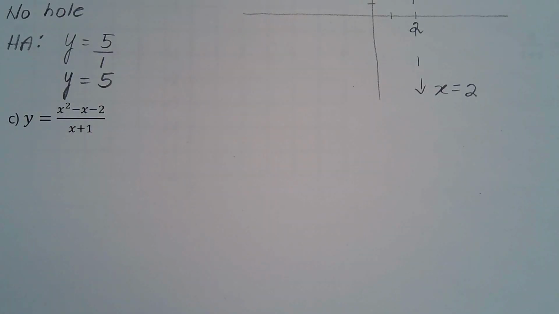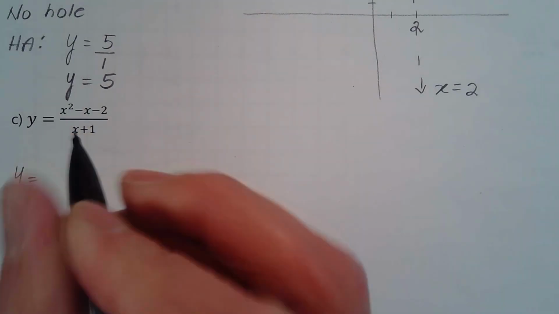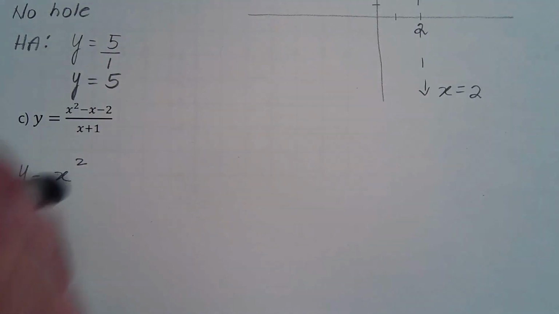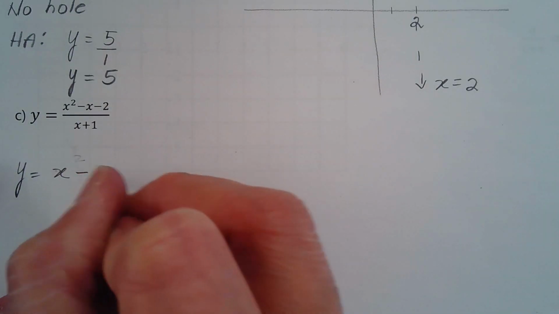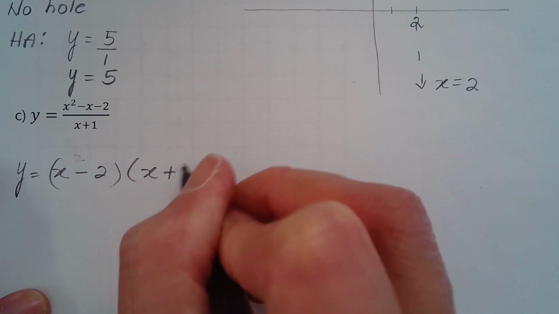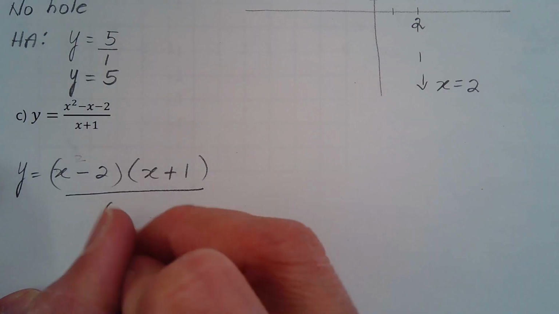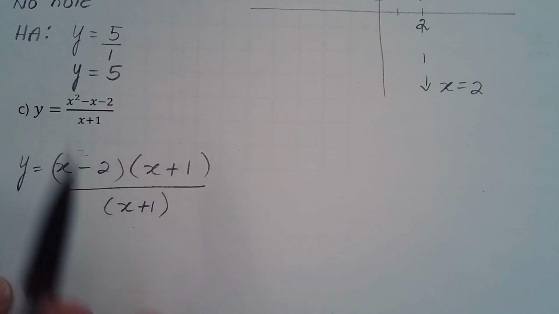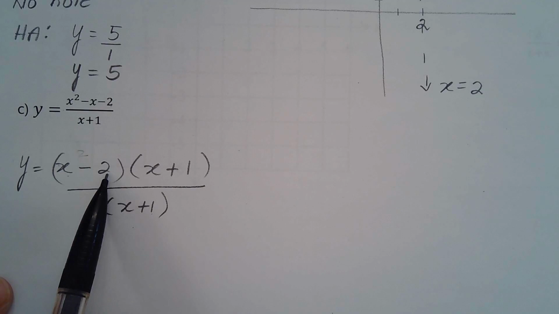What can we do first? Factor. Yes, we're going to factor the numerator. So y equals x squared. Oops, I don't have to rewrite it. The factored form would be x minus 2, x plus 1. Is everybody okay with that one? X squared would be x times x, negative 2, so it's negative 2 and 1.